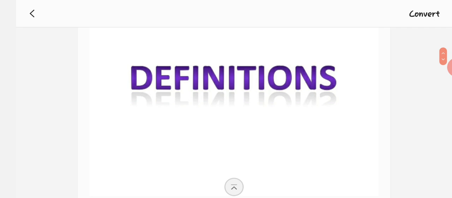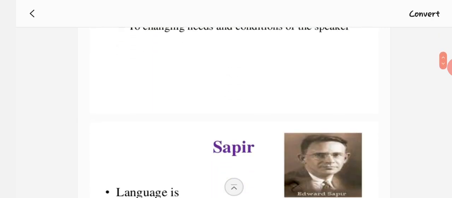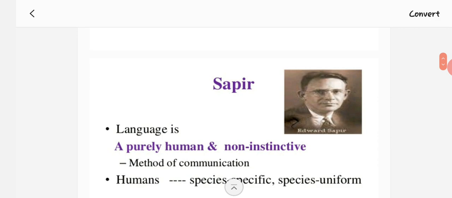Now, let's move towards the definitions of the language. There are a number of people who have defined the language. The very first person whose definition I have added in this lecture is Professor Robbins. He defines the language as a symbol system based on arbitrary conventions. And also, he says that it is infinitely extendable and modifiable to changing needs and conditions of the speaker. Language can also be varied, and it is a versatile quality.